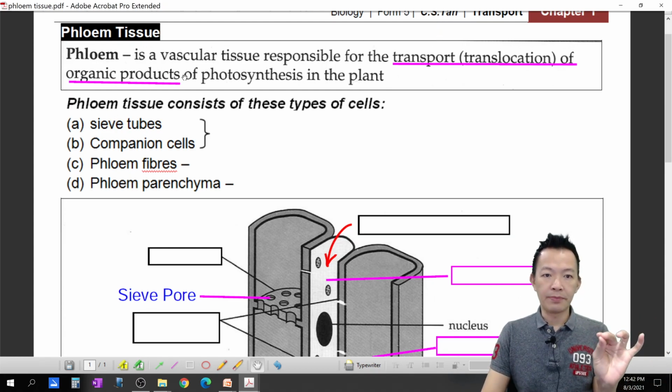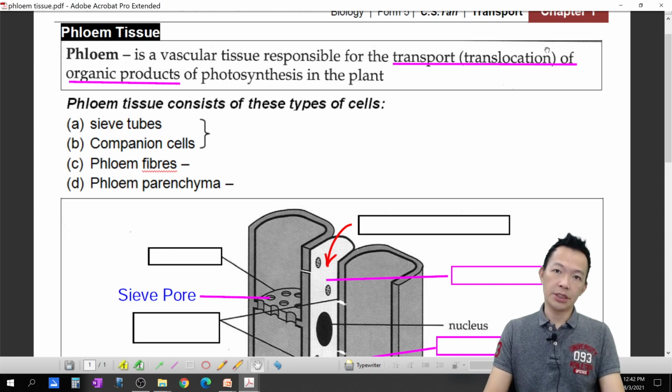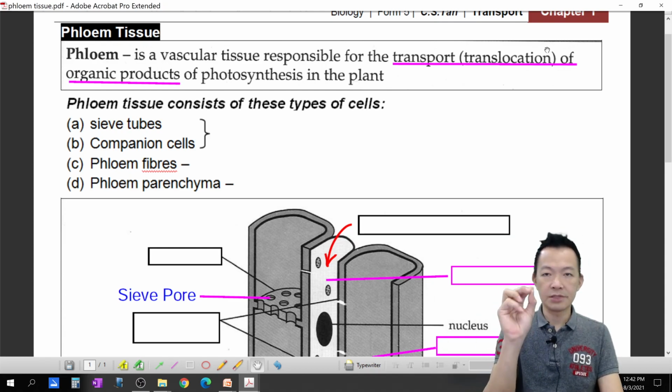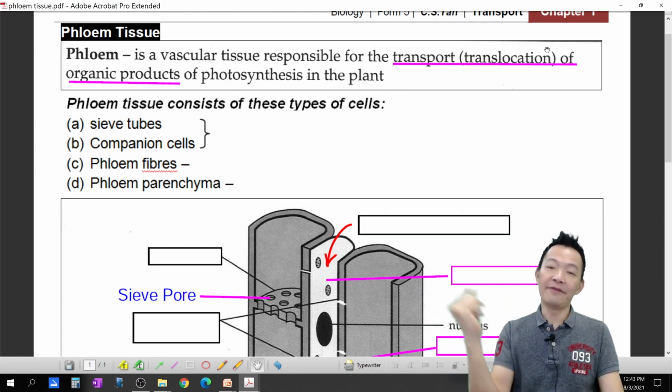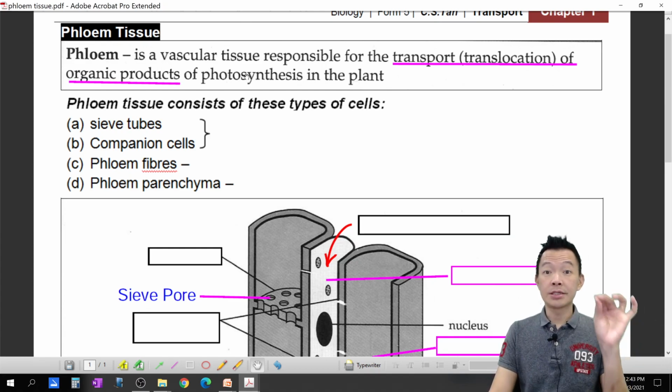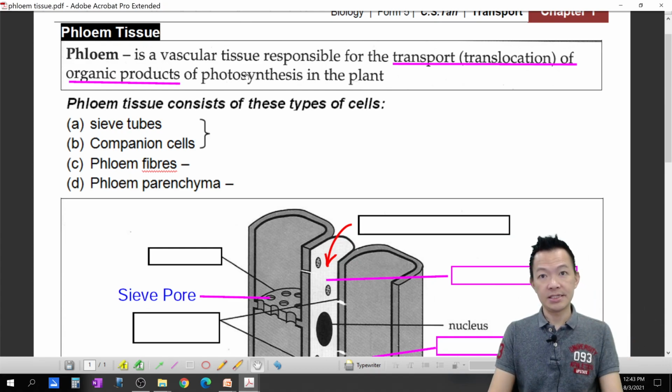And the transport of organic products we call translocation. It will be a big title, a small title. Not big, not small. At the end of this chapter 4, there is phloem tissue: transport of organic substances inside the plant body, also called translocation.